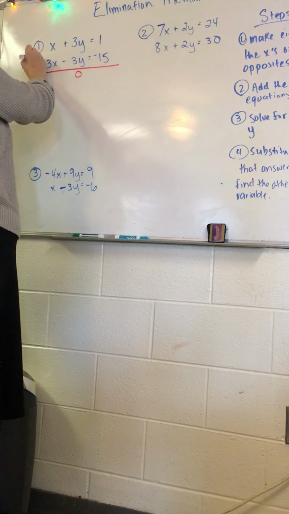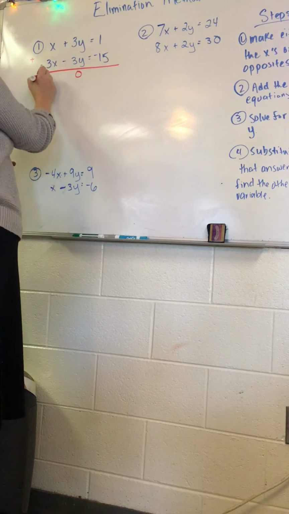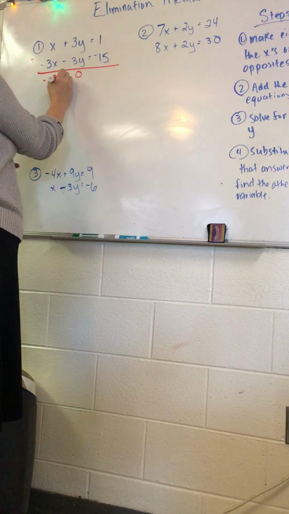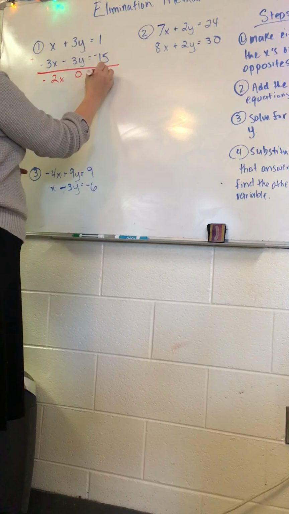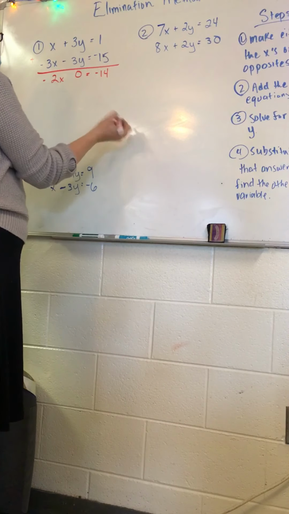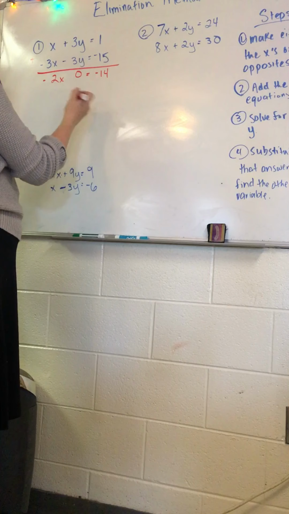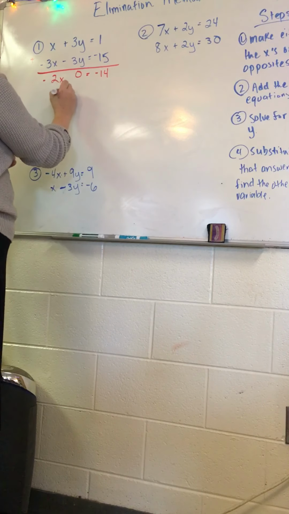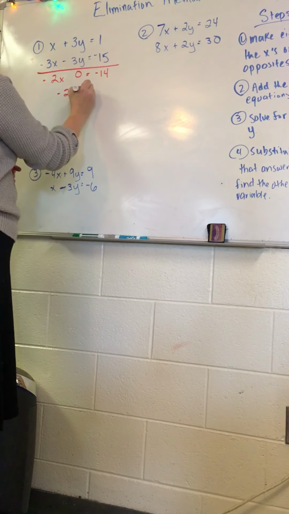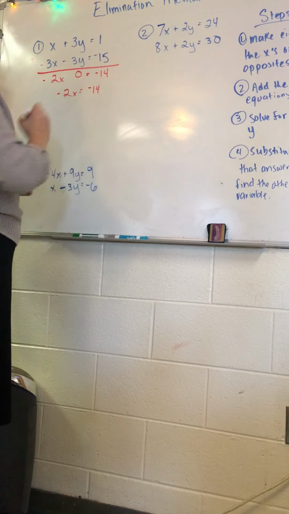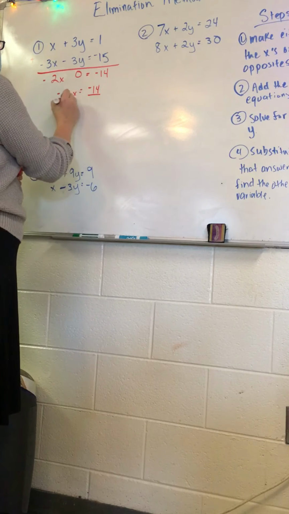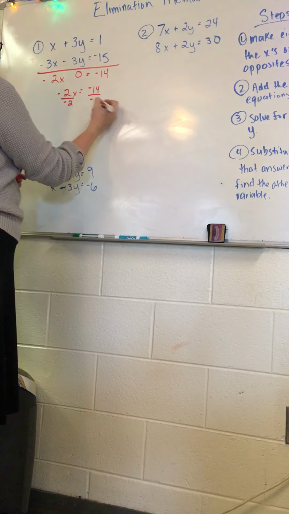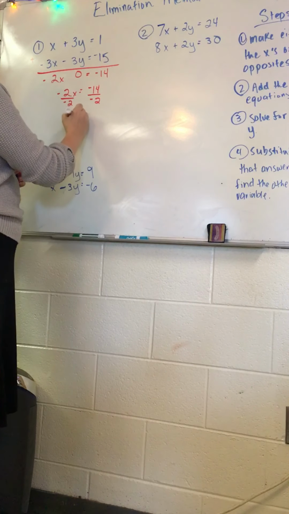Then x plus negative 3x is going to be negative 2x. 1 plus negative 15 is going to be negative 14. Now I really don't need that 0 there, so I'll rewrite it as negative 2x equals negative 14. So now all I do is I divide through by negative 2. And so x then equals 7.